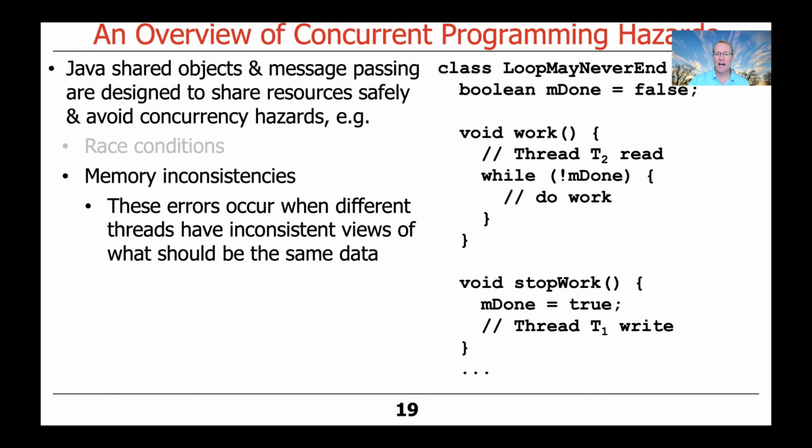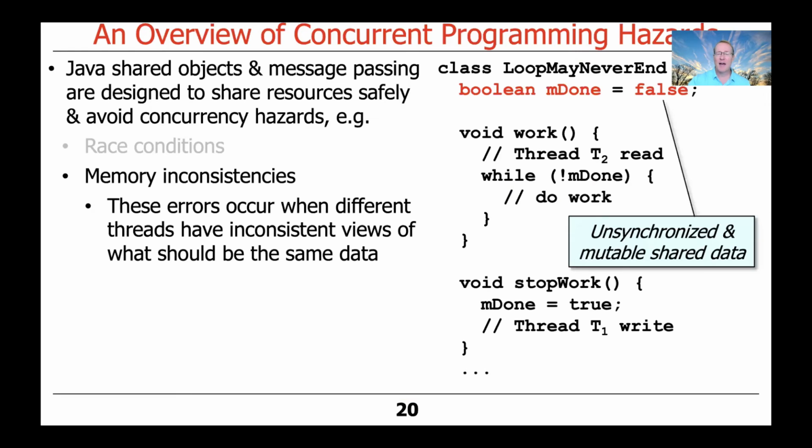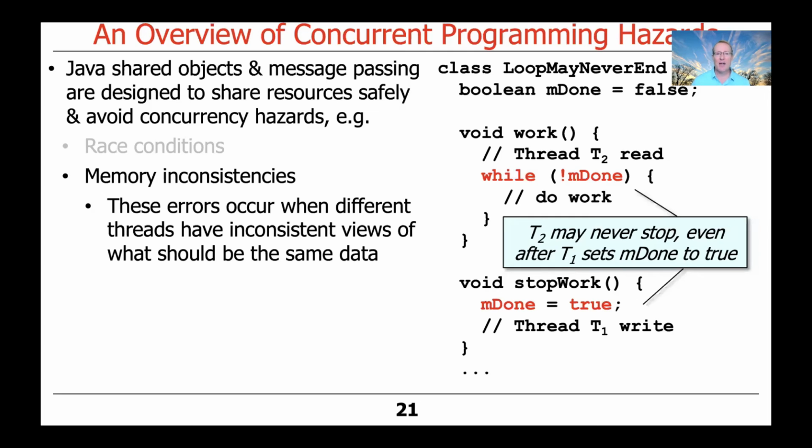Here's a very simple example. We have a function called loop may never end, and we define ourselves a Boolean field that's mutable shared state, starting with the value false. And then we have a method called work, and thread T1 will sit there continually spinning while work is not done, while the Boolean is false. And down below, we have another method that could be called by a different thread to set the value of done. But if we don't do anything that involves correct synchronization, like we don't use volatile, which is a special qualifier of types, or if we don't use a synchronizer of some kind, this program may never terminate. And that has to do with memory inconsistency issues.